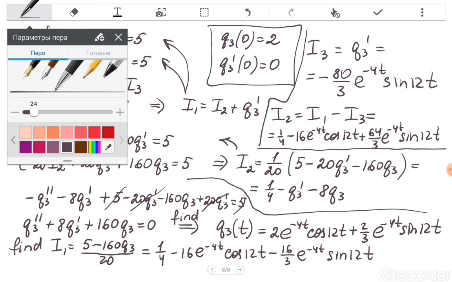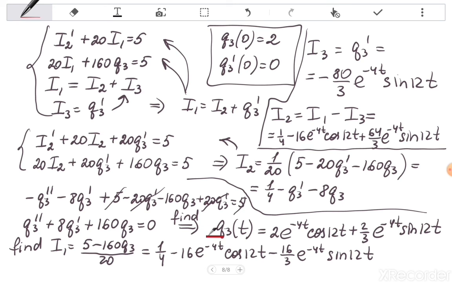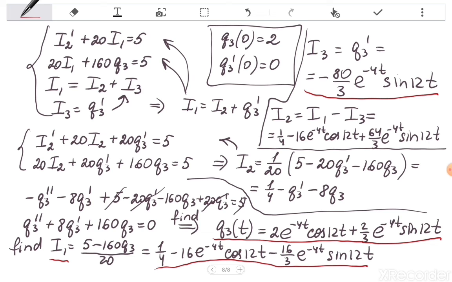So let me just indicate the answers. So we find Q3 from solving this differential equation with these initial values, which we of course can do. Then find I1 using Q3 from the second equation here. So I1 is this value. Then find I3, which is just the derivative of Q3. And then I2 from the third equation, which is I1 minus I3, and we get this thing here. So that's it. This is the end of the solution of this problem.